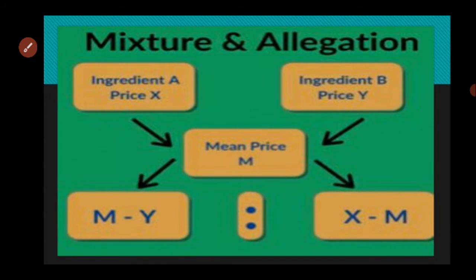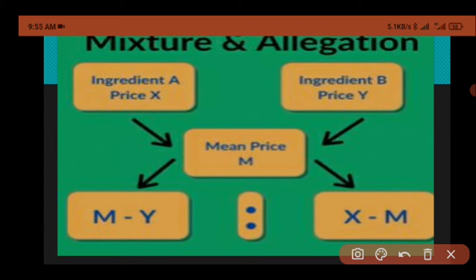So mixture and alligation, we can understand through this how we find how much of some substance will be added. Suppose this is ingredient A whose price is X, another ingredient B whose price is Y, and the mean price we should have is M. For this, we subtract M minus Y, and this way we get X minus M. So this will give the ratio in which we have to mix.